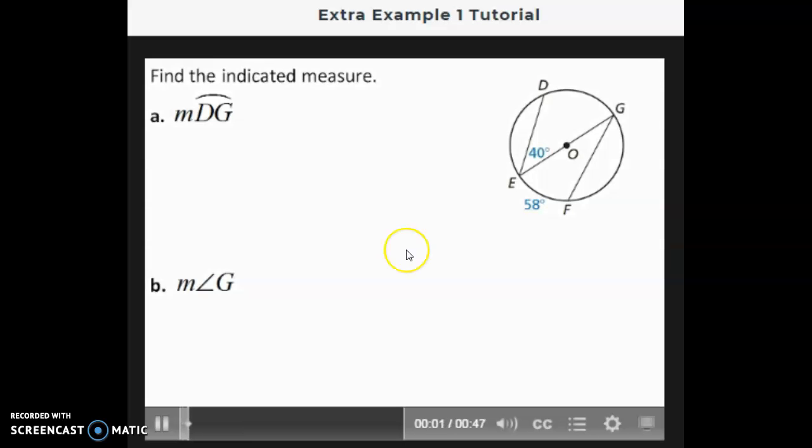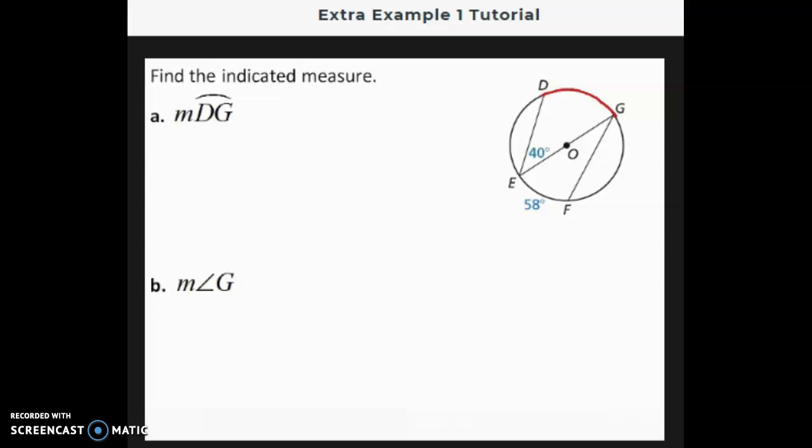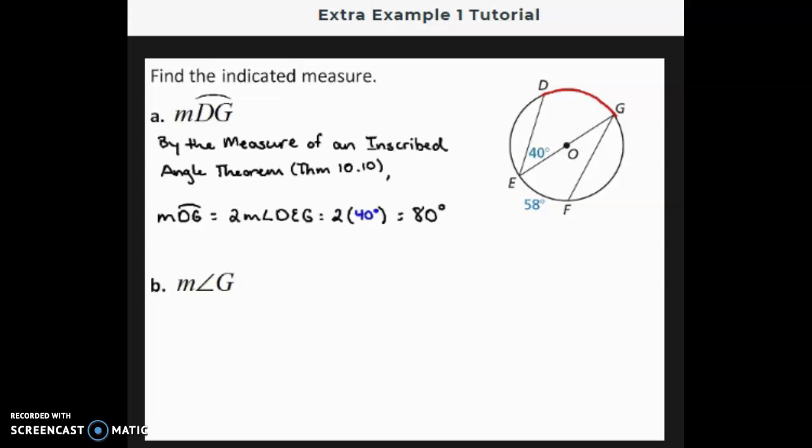Find the indicated measure. Part A. The measure of arc DG. Notice that angle DEG intercepts the arc DG. So by the measure of an inscribed angle theorem, the measure of arc DG equals 2 times the measure of angle DEG, which equals 2 times 40 degrees, which equals 80 degrees. Thus, the measure of arc DG equals 80 degrees.